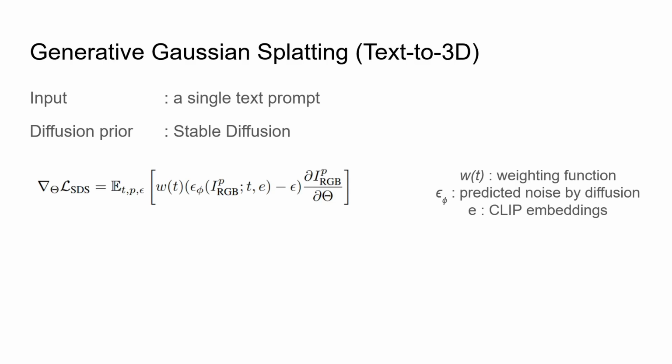For text to 3D, the input is a single text prompt with Stable Diffusion as the diffusion prior. It is also similar to image to 3D, but focuses more on creating a 3D model that matches the text description rather than an image. So it takes the rendered image from the 3D Gaussians and compares it to the text embedding using CLIP as the loss function.